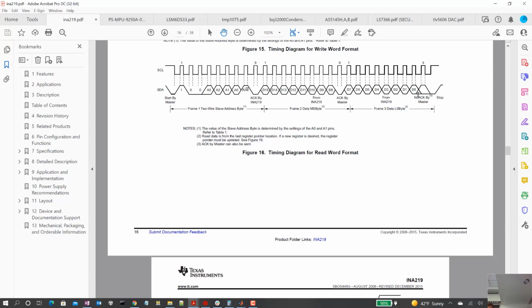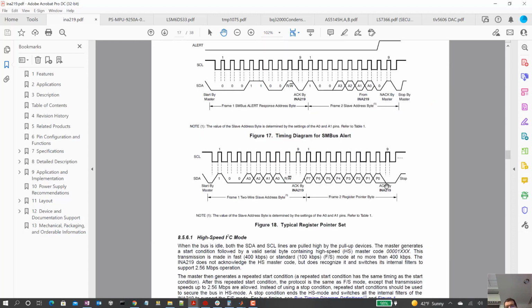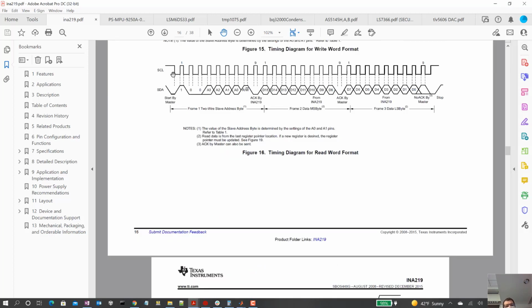So data sheets are confusing. You kind of got to make guesses and you try things out. So the question is, is this necessary? If it's not, you could issue this without a stop condition and come up here just like we've been doing, issue another start condition with the read bit high and then read the data. I don't know. That's something that's a little confusing by looking at the timing diagrams in this device.